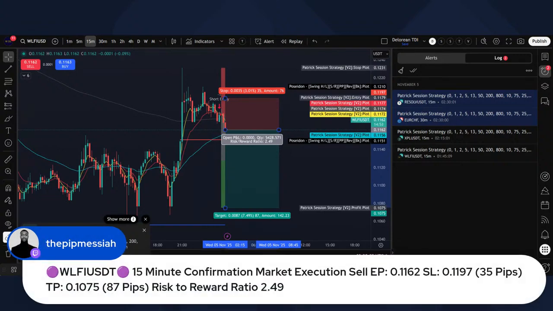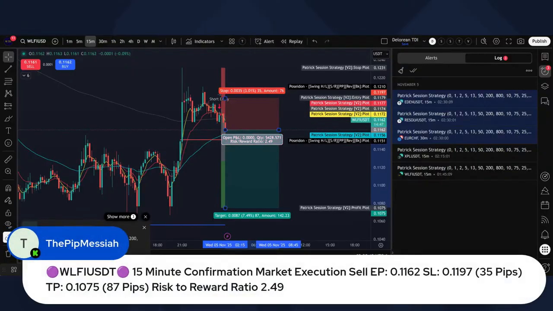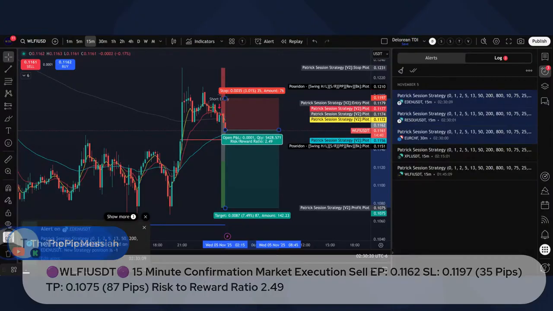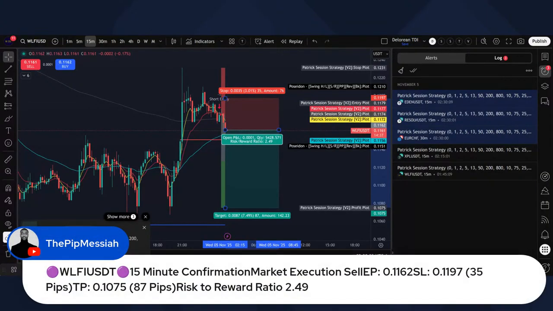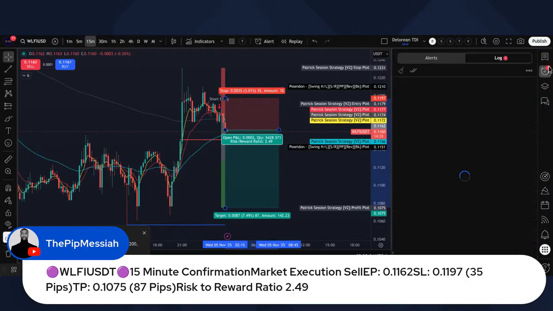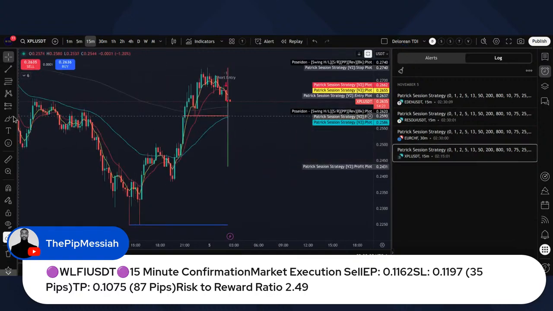All right, we have WLFI versus Tether. Entry price is 0.1162. Stop is 0.1197 for 35 pips. Take profit is 0.1075 for 87 pips. Risk reward ratio of 2.49. Next, we have XPL versus Tether targeting 24.31.